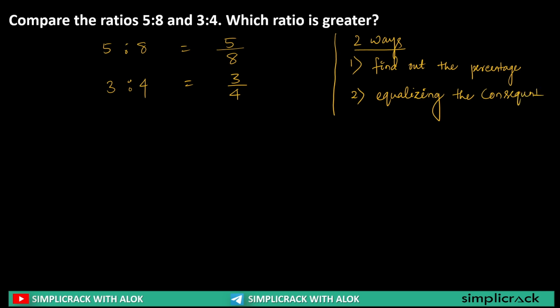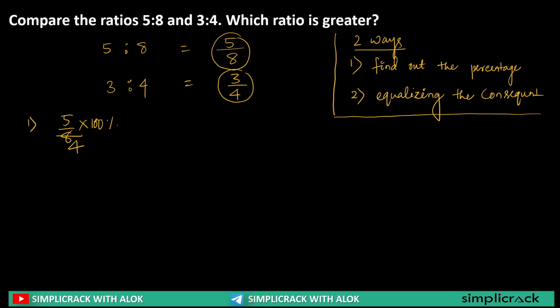Okay. Now see, we'll be doing both steps, and whichever step you are comfortable with, you can use that step. Okay. So now, first step, we'll take the percentage of both these ratios. Sir, whenever we have to take the percentage, we simply multiply by 100%. So now we can solve it.